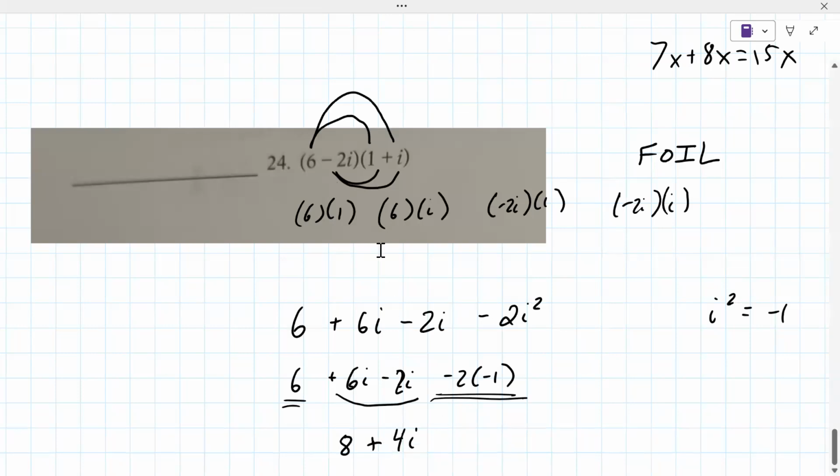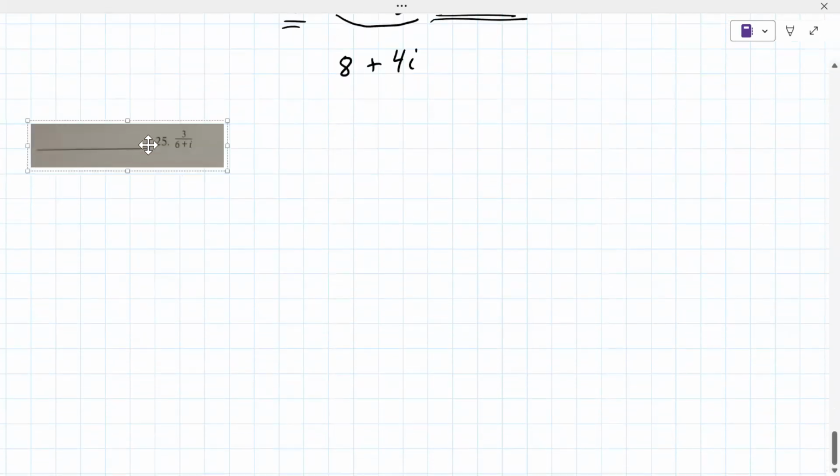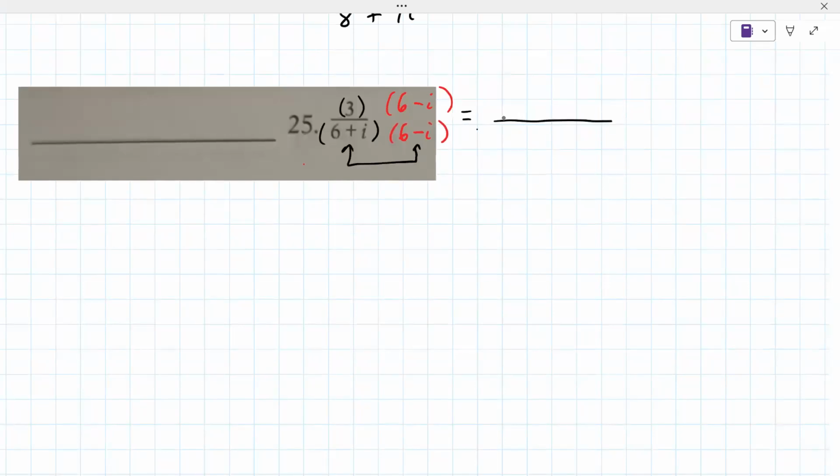Okay. Let's get that down before we move to 25. So 25, this is related to that very first problem that we worked on. We're going to multiply the top and the bottom by what's called the conjugate. Conjugate is 6 minus i. So the only thing that changes is the operator in the middle. That's the conjugate. They make it way too complicated in textbooks, but that's all that changes.